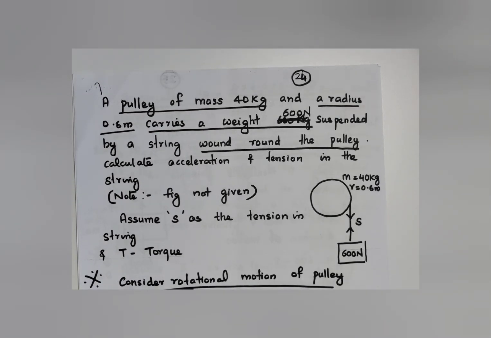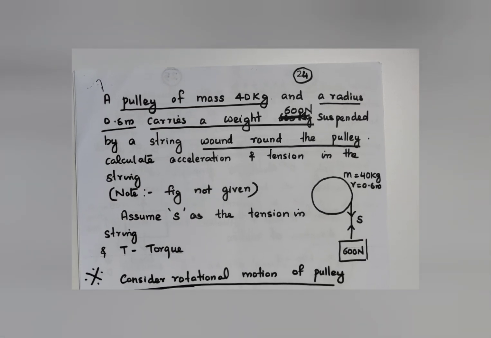So here while reading the question, you can identify from module 5 that if the mass of the pulley is given and its radius is also given, then you have to apply D'Alembert's principle.